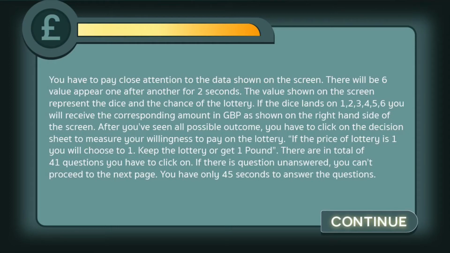Say, if the price of the lottery is 1, you will choose 1. Keep the lottery or get £1. There are in total 41 questions you have to click on. Once a question is answered, you can proceed to the next page. You have only 45 seconds to answer the questions. If you're ready to begin the experiment, please click continue. There will be a countdown of 3, 2, 1 before each value is shown.